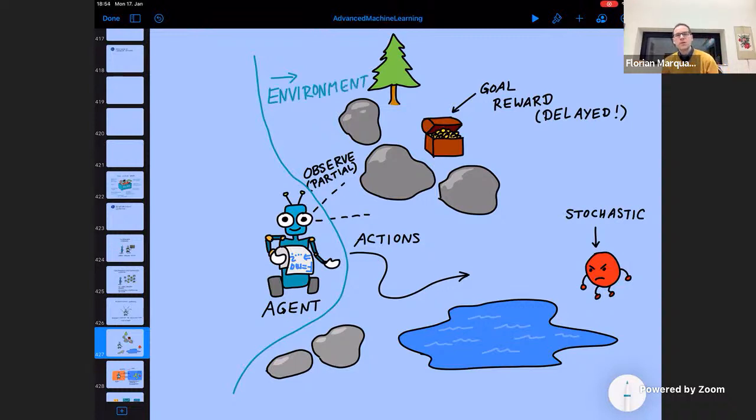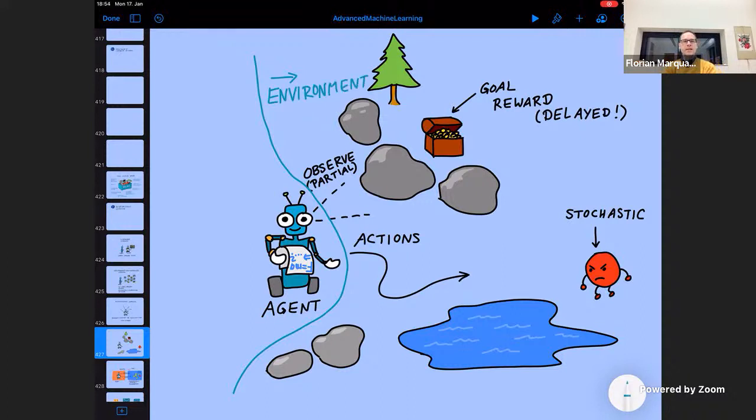And later on, we will be even more precise and we will say that it is even smart to say that even some of the physical pieces of the agent, of the robot, should be really considered part of the environment and not part of the agent. Okay, so how to get to the treasure chest?